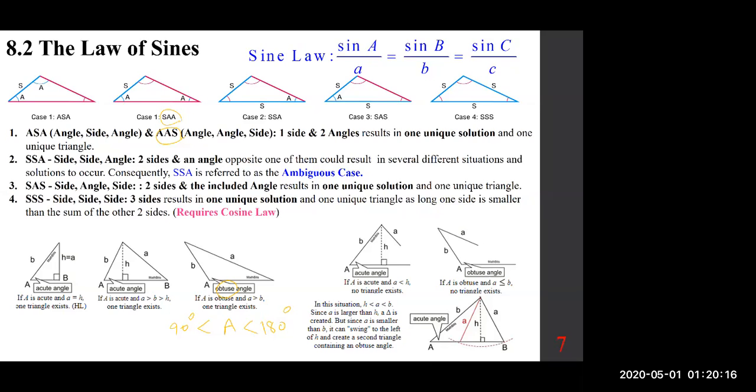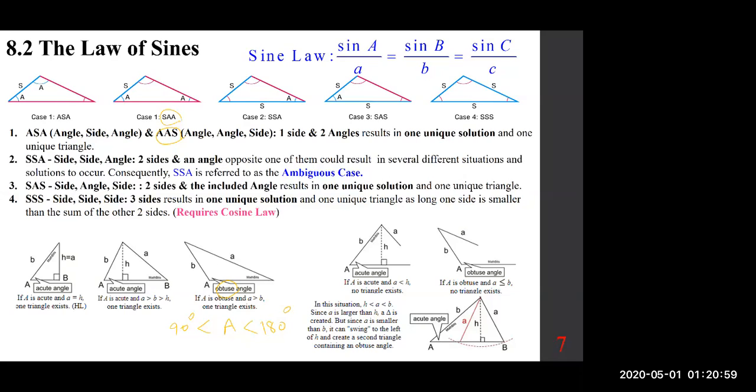Now, the next case would be if you're dealing with an acute angle, okay, and A, one side, is less than the height, okay, in this case A is less than H, then it can't make up a triangle. It doesn't work, okay? If A is obtuse, that means larger than 90 degrees, then A must be the largest side. If A is less than or equal to B, that doesn't work either.